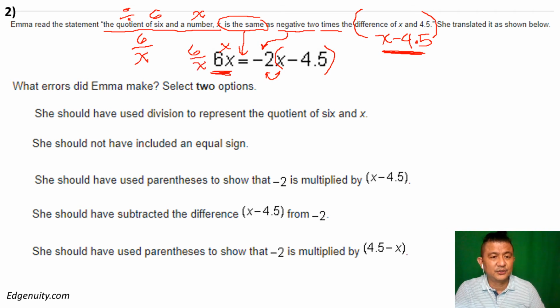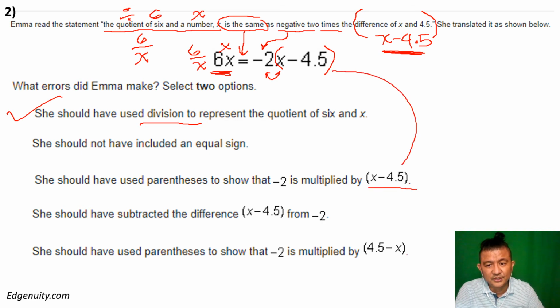All right. So let's see. She should have used division. Okay, so yes, check. She should have included an equal sign. There is an equal sign. She should have used parentheses to show that negative 2 is multiplied by this one. Yes, there is no parenthesis, but there should be. So this is one of the options.